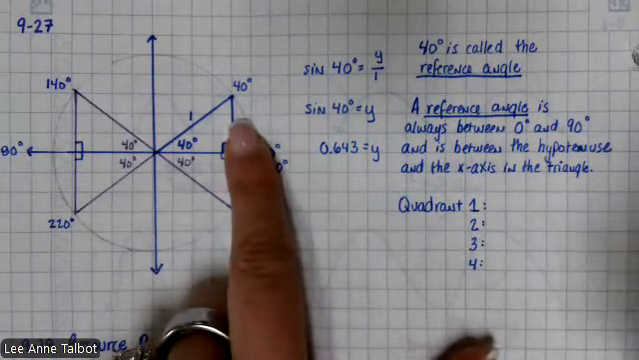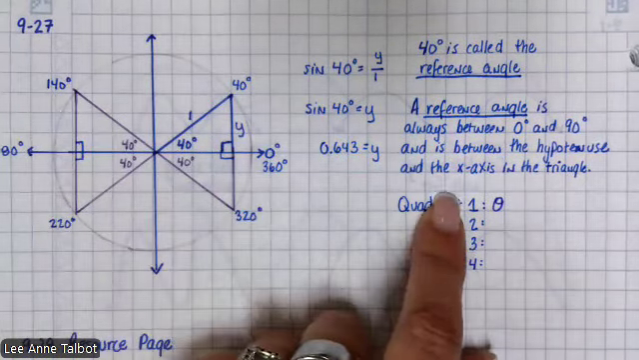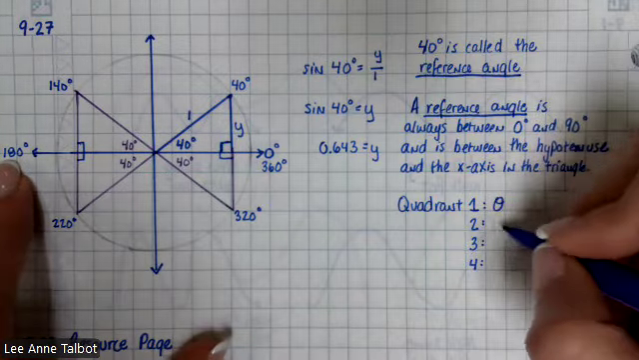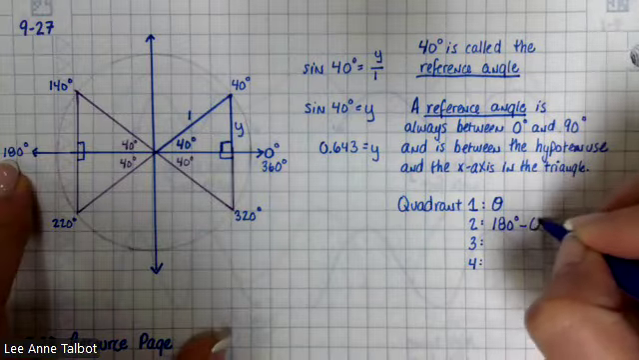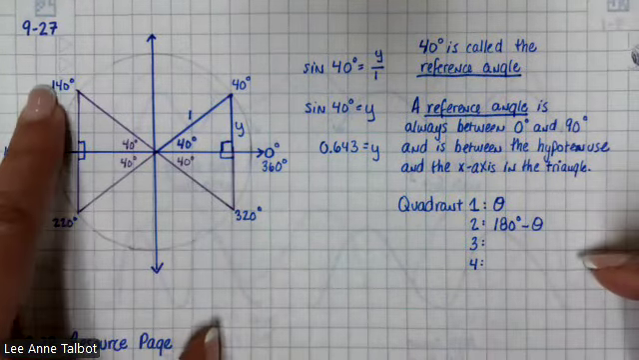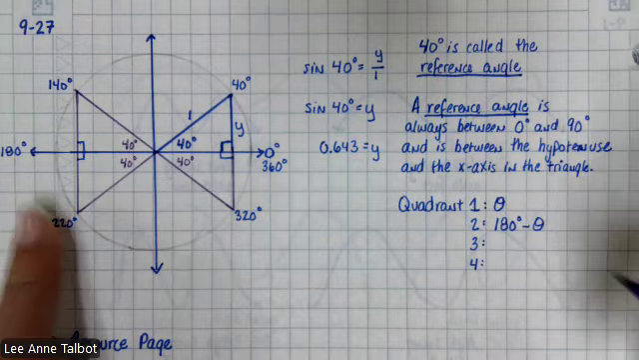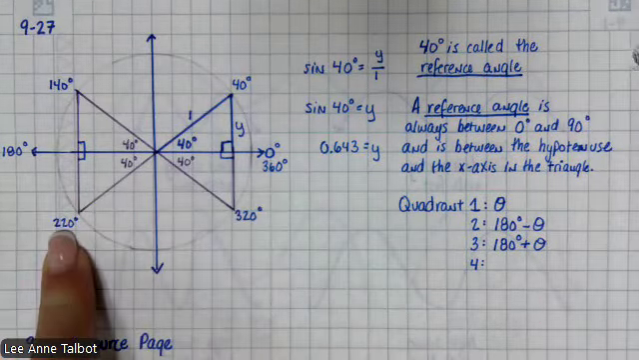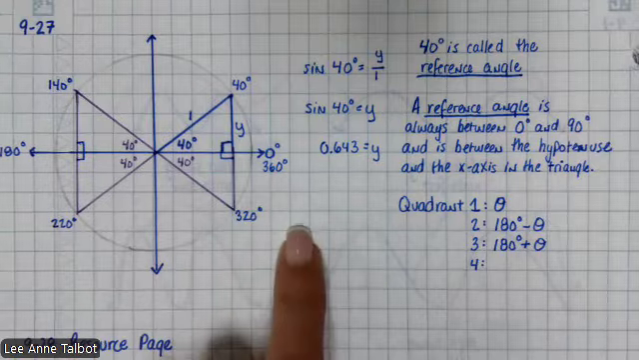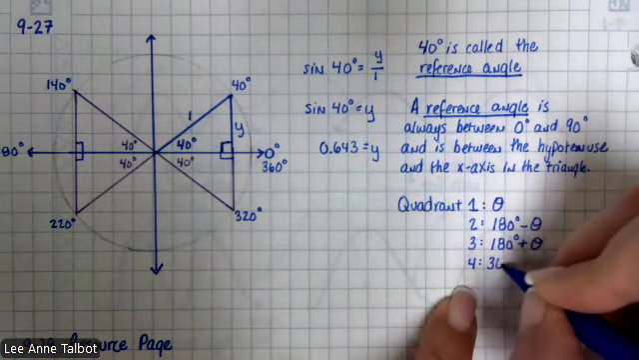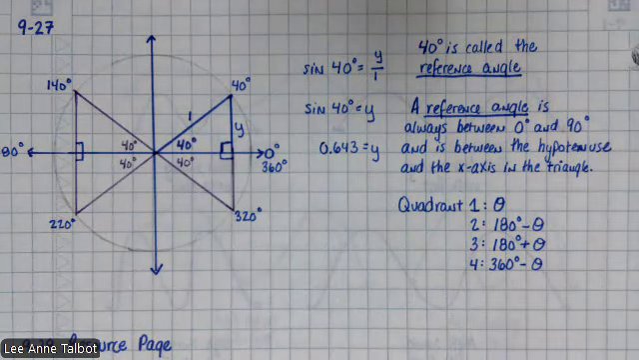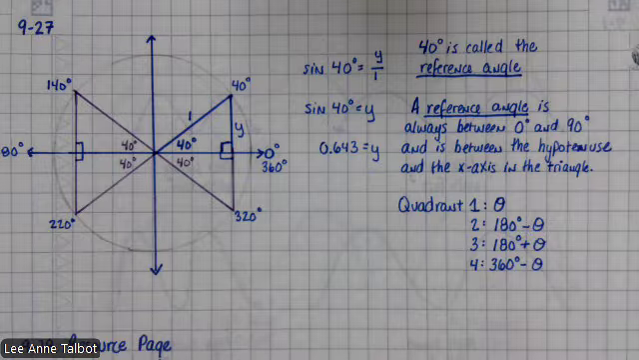In quadrant 1, that's your original angle. I'm going to call it theta. In this case, it was 40 degrees. In quadrant 2, I did 180 degrees minus theta. So I went 180 minus 40. In quadrant 3, I did 180 degrees plus theta. So 180 plus 40. And in quadrant 4, I did 360 minus theta. And if you're a person that likes formulas, you might like that better. It's up to you. We've got multiple modalities here.